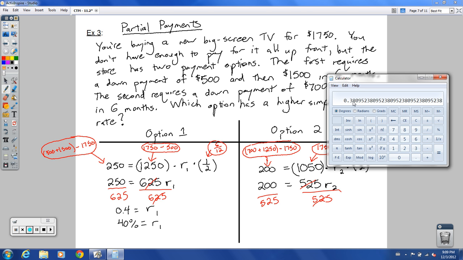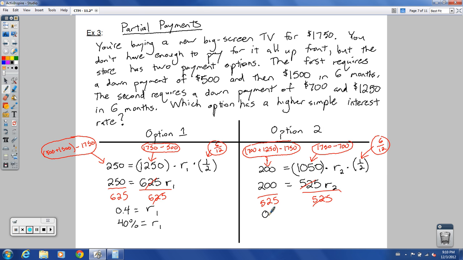So if you round this, we'll round to 4 decimals. That's pretty common with interest rate problems. So this would be 0.38095. That would round this up to a 0, which would round this up to a 1. So 0.3810 would be to 4 decimal places, the nearest 10,000. So 0.3810 is approximately your interest rate for the second option. And that as a percent, which is what we want to use to compare, 38.10% for option 2.